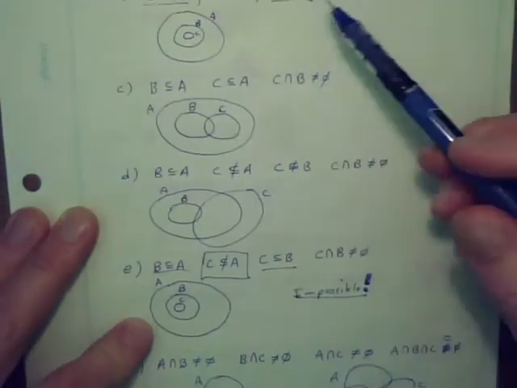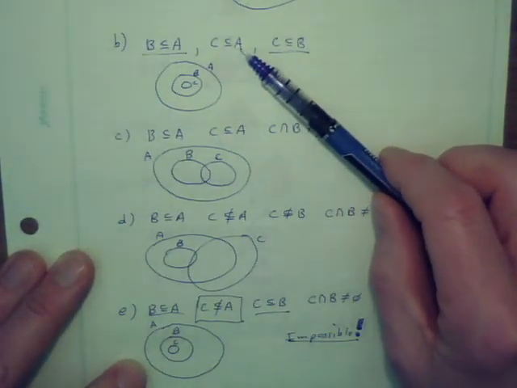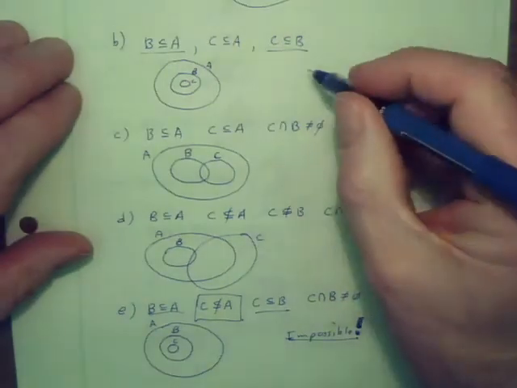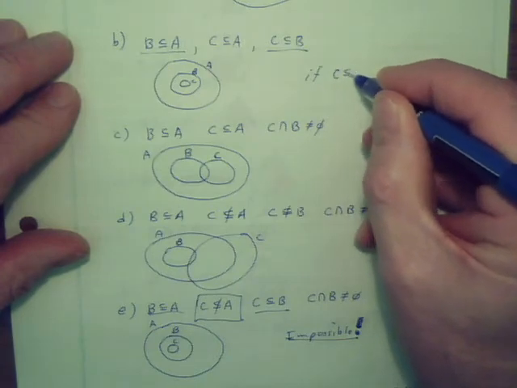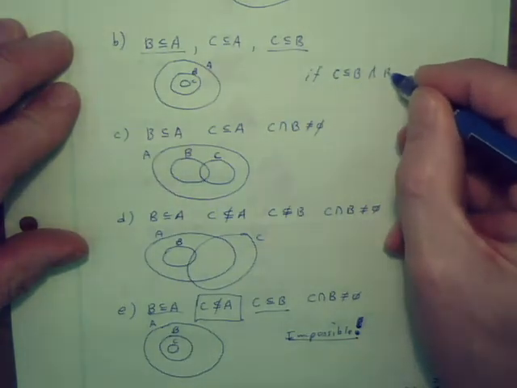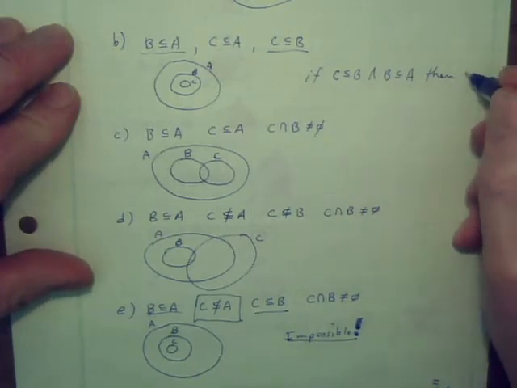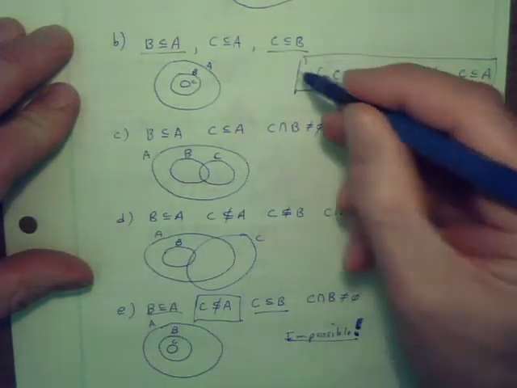And that goes all the way back up to this case, where I said that C being a subset of A follows from the fact of both of these. In other words, if C is a subset of B and B is a subset of A, then C is a subset of A. That's a true statement. Okay?